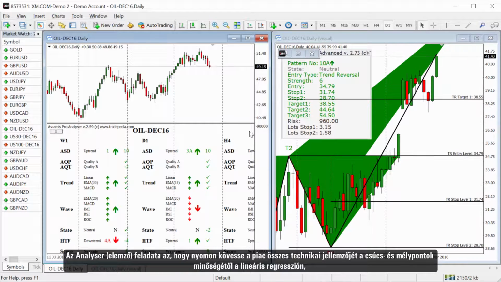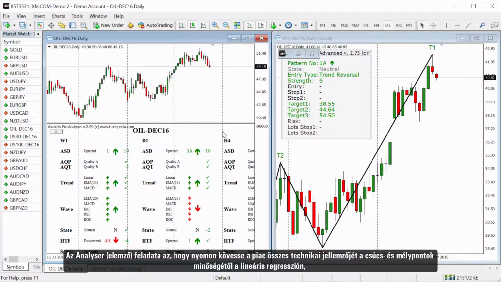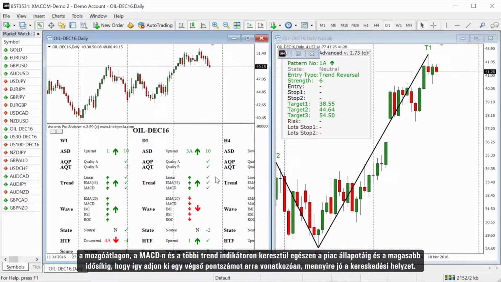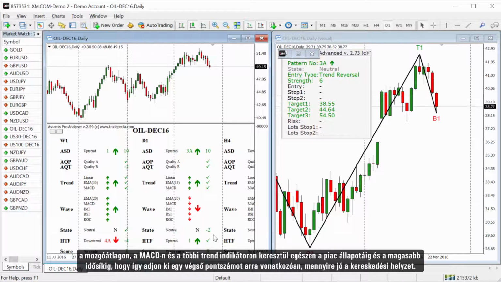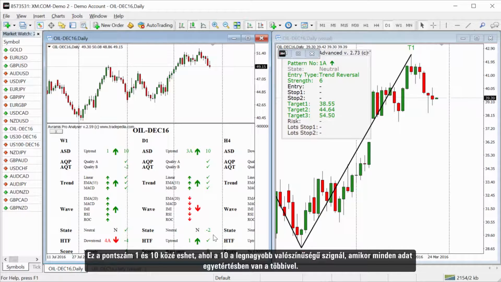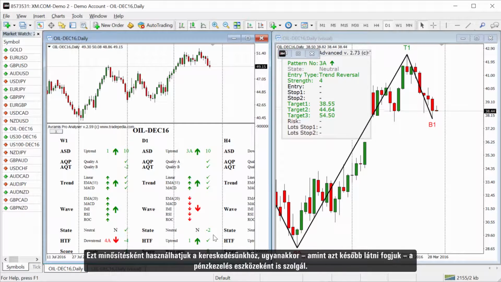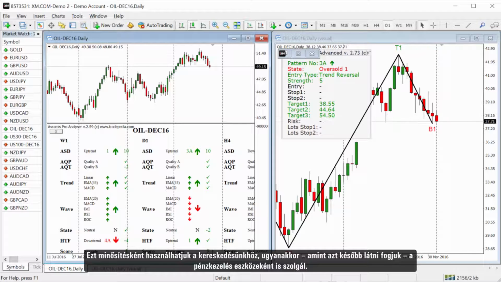What the analyzer is doing is looking at all the technical characteristics of the marketplace, whether it's the quality of the tops and the bottoms, the trend indicators such as the linear regression, the moving averages and the MACD, the state of the market and the higher time frame, in order to come up with one final scoring of how good the trade setup is. Now this scoring goes from 1 to 10, 10 being the highest probability signal where everything is in agreement. Now this is used as a ranking towards our trade, something that we will also use as a tool of money management, as we will see.